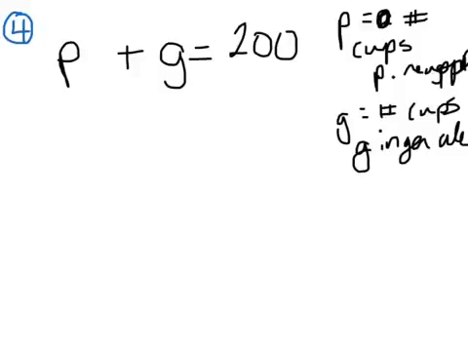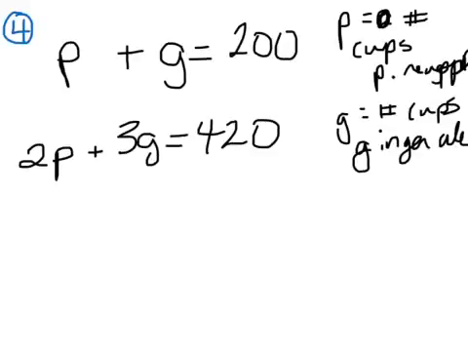Let's look. It says she doubles the pineapple, so that would be 2P, and triples the ginger ale, so it would be 3G, okay? And how much does it make? 420. There's your 2 equations right there.